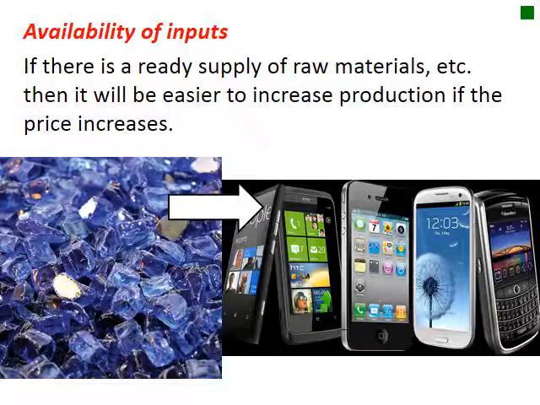Availability of inputs. If there's a ready supply of raw materials, then it's going to be easier to increase production if the price increases. Now this is an example of cobalt on the left, used in smartphone manufacturing, and there have been concerns raised that there is going to be, or there have been, material shortages. So in this case, if we can't get hold of enough cobalt, then it would be very difficult to increase the production of smartphones. So it would tend to be inelastic.